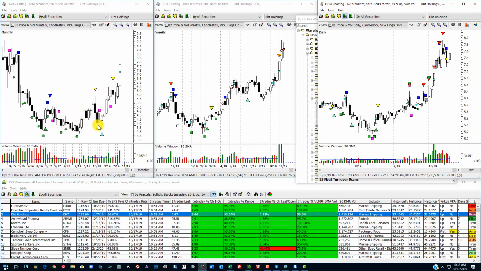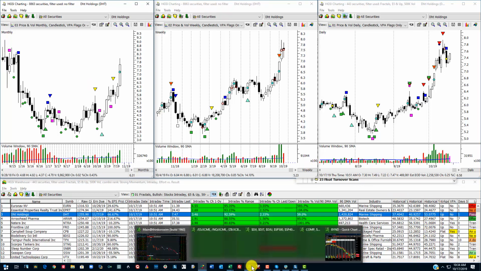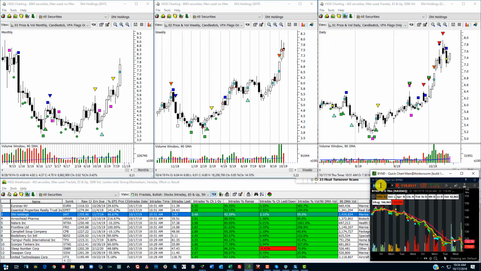You can see the monthly chart has been building. The daily charts have been doing very well. It's gone in, of course, to the weekly, and here is a monthly. I have this hidden in the background somewhere, and I'm going to just type in DHT.